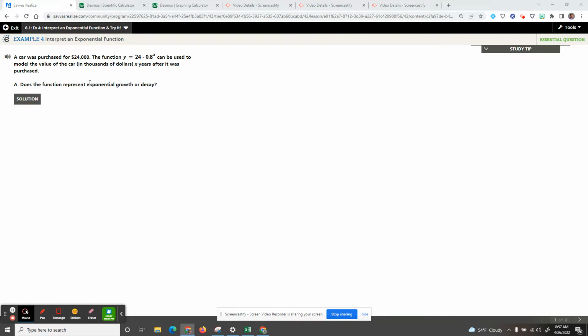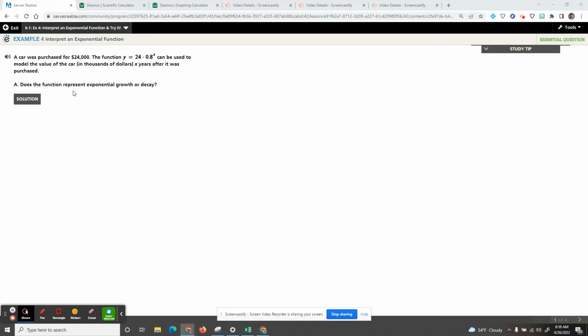A good example to use with exponential decay or depreciation is purchasing a car, because cars lose value as soon as you buy them, right? So a car that was purchased for $24,000 is represented by the 24 in that function. The B value there is 8/10.